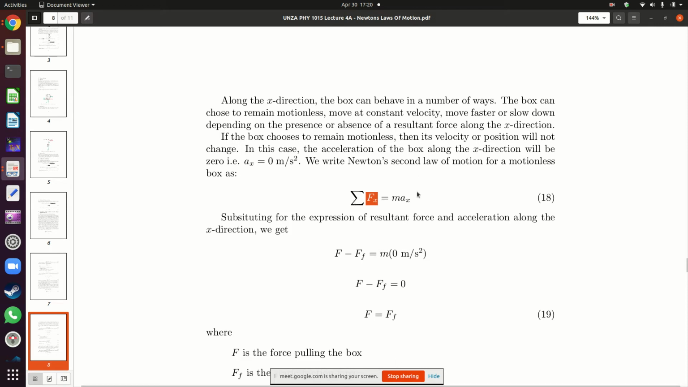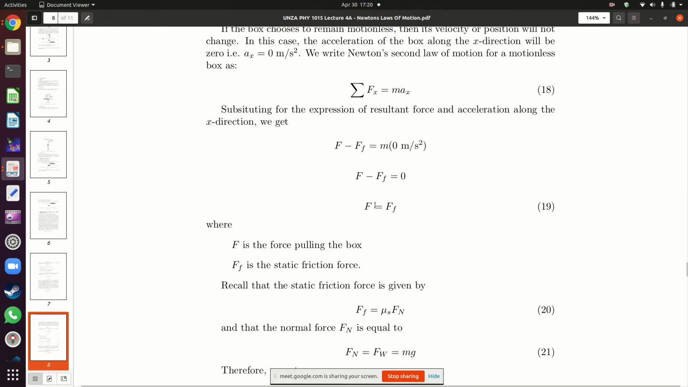So in this case, if the acceleration is equal to 0, the box is motionless, then we substitute for AX here, and you end up having F minus FF equals to M, the mass, multiplied by the acceleration, which is equal to 0. The mass multiplied by the acceleration of 0 gives you 0. So you end up having F minus FF equals to 0. And that gives you the force with which you are pulling the box to be equal to the friction force.